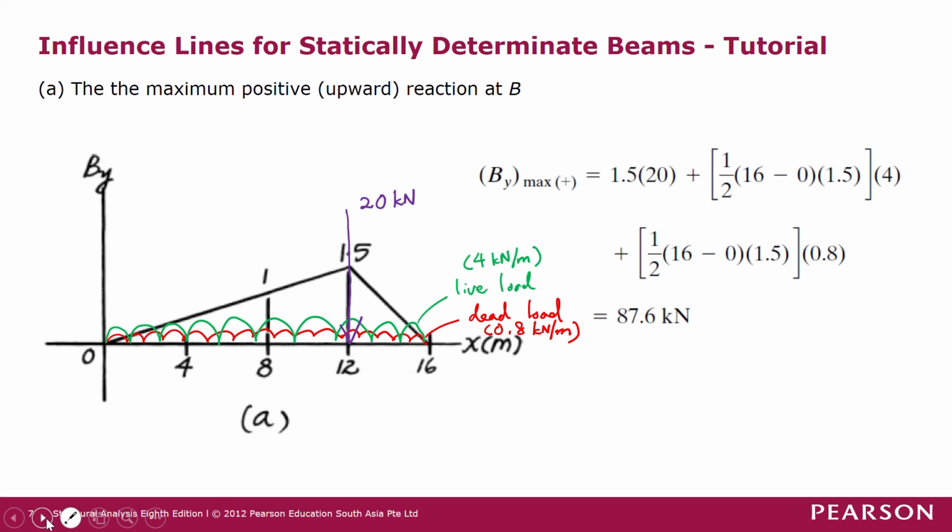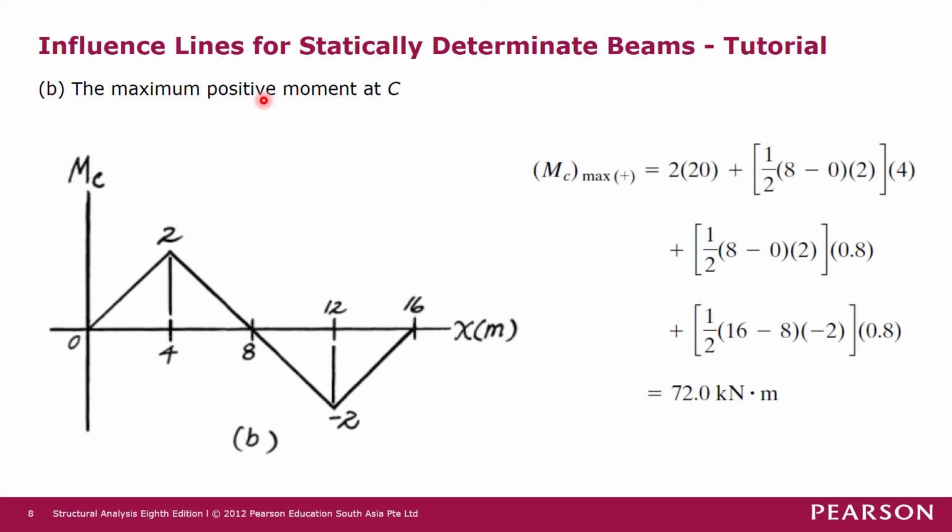So next, we want to move on to solving the maximum positive moment at C. Now we use the influence line for MC, for bending moment. This is the influence line we have already drawn just now. As I mentioned, the dead load has to be applied across the whole span. So we have a dead load where the intensity is 0.8 kilonewton per meter length.